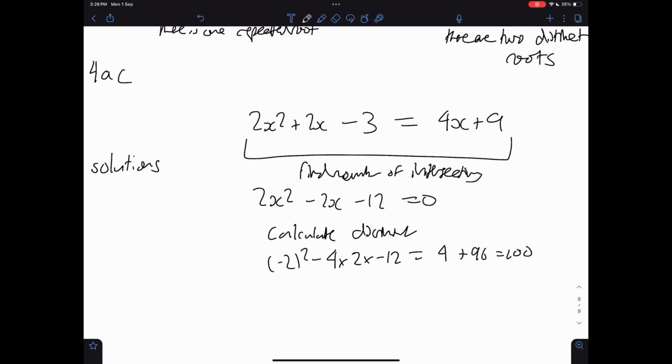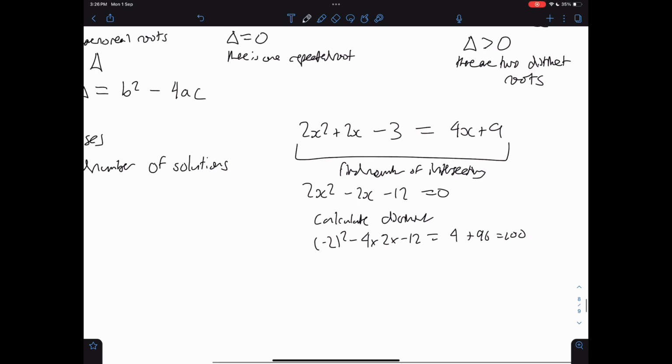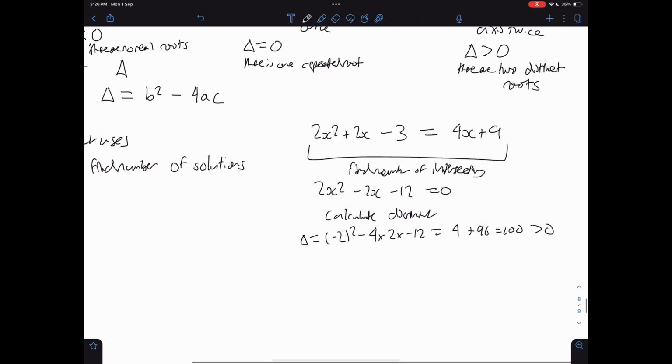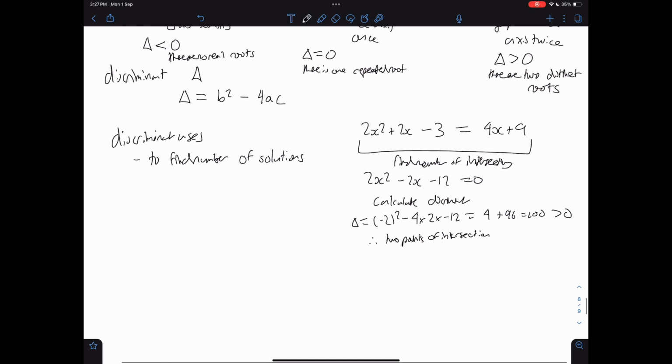So what we would say is this is greater than 0, therefore 2 points of intersection. If the discriminant equaled 0, then you would say the line is tangent to the curve. And if it was less than 0, you'd say they do not meet.